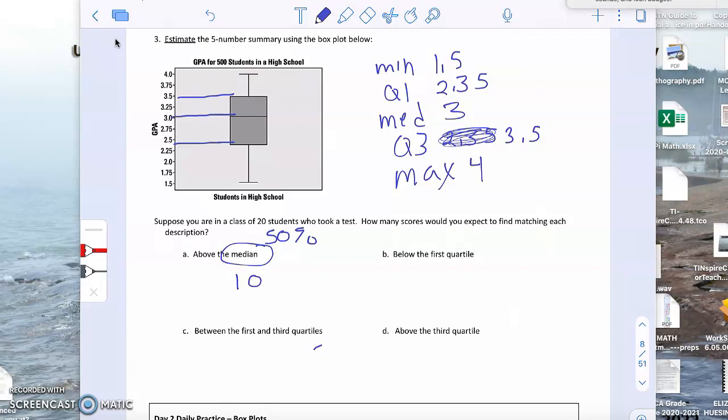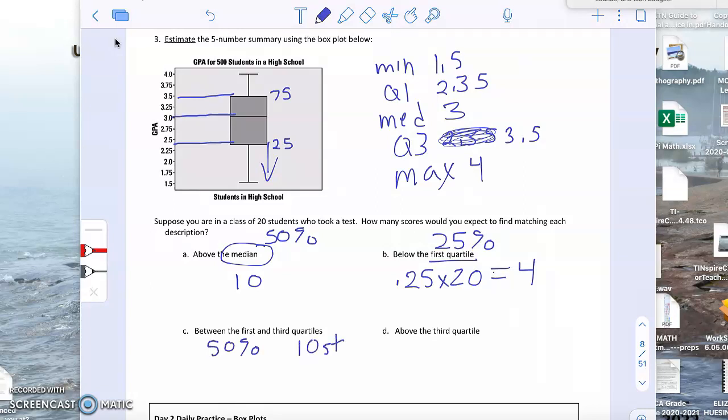Below the first quartile. So first quartile is 25%. So that's looking at how many students are down below this. So 0.25 times 20 is 4. Between the first and third, remember that if this is 25 and up here is 75, we would expect 50% between those two, so that would be 10 students. And above the third quartile, if 75% is below, how much is left is 25%, which is 4 students.